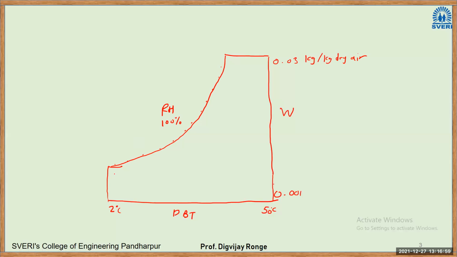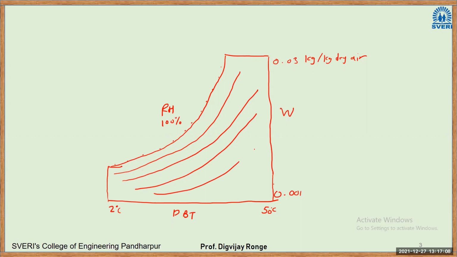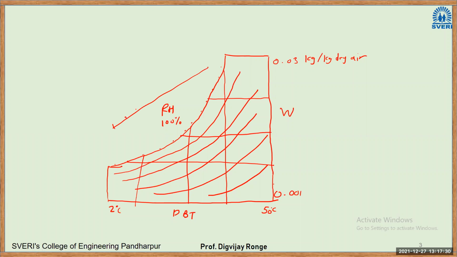Now inside of that, I have relative humidity curves like this. Again, I have vertical lines which indicate constant wet bulb temperature. Again, I have horizontal lines which indicate constant specific humidity. Again, this enthalpy scale is there. And from enthalpy scale also, I have inclined lines like this. So these are the constant enthalpy lines.